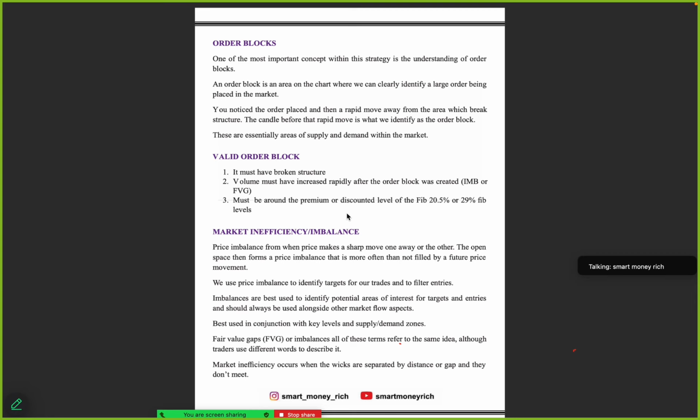You understand? So we are not looking for the entire supply or the entire demand. We are looking for an order block within the supply and the demand zone. You understand, guys? When we are looking for an order block, we are looking for an order block within the supply and or the demand zone within the market. And these order blocks must always lead to a break of structure with that impulsive move that creates imbalance.